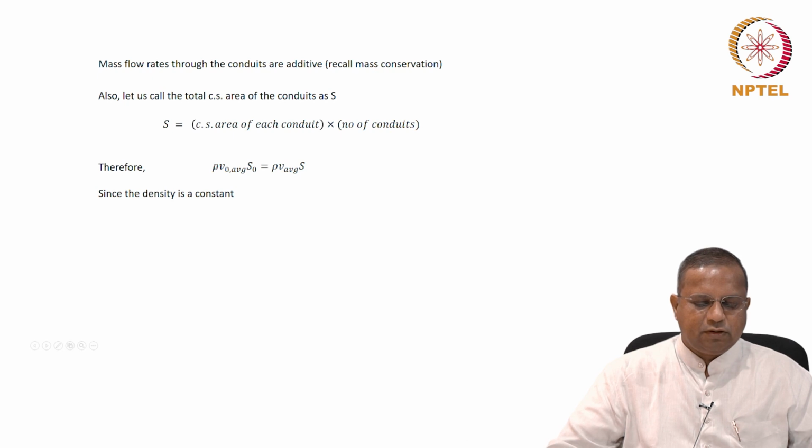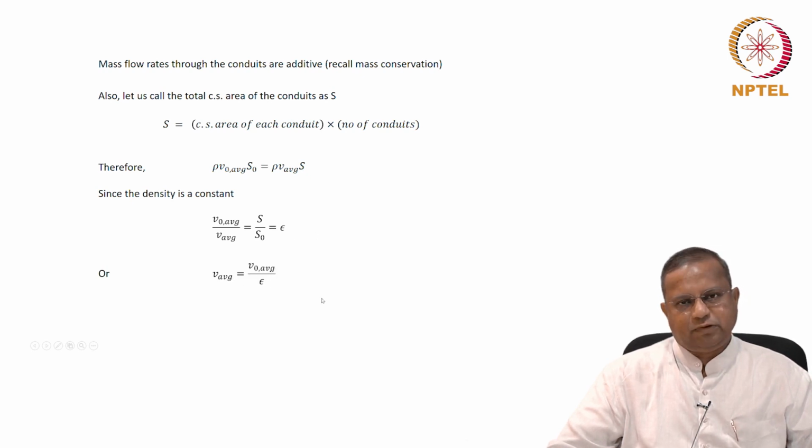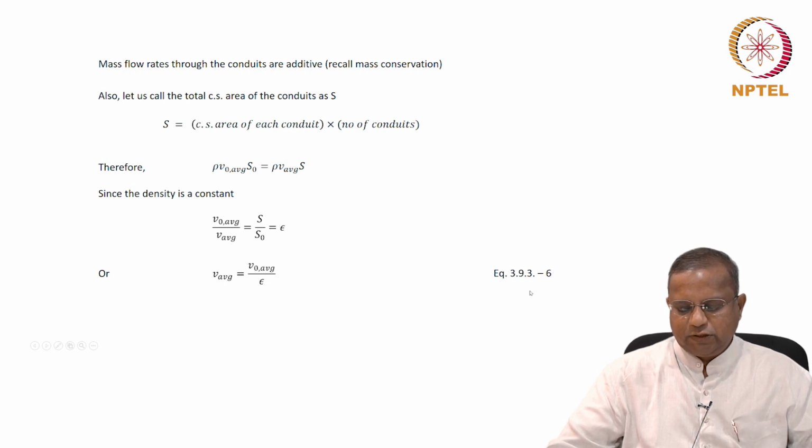You can work out the units, and it will turn out to be mass rate. Since the density is a constant, V naught average by V average equals S by S naught. That is the same as epsilon, or V average is nothing but V naught average by epsilon. Equation 3.9.3-6.